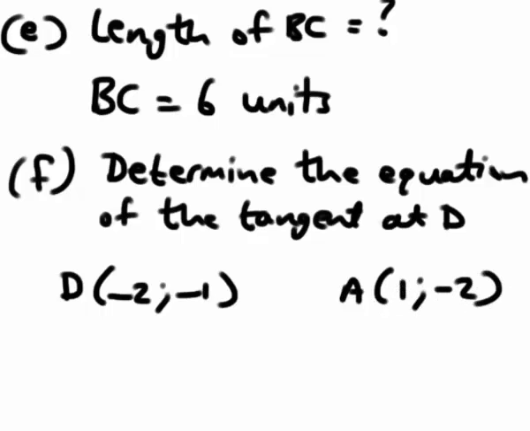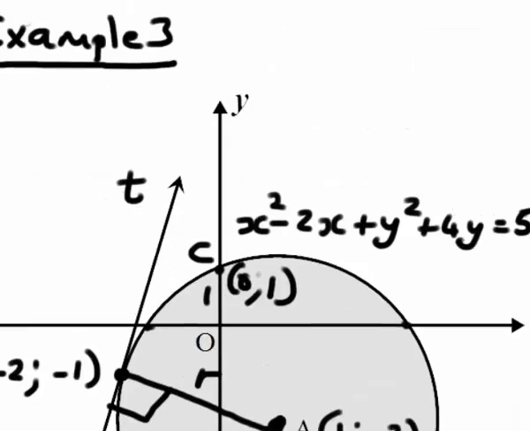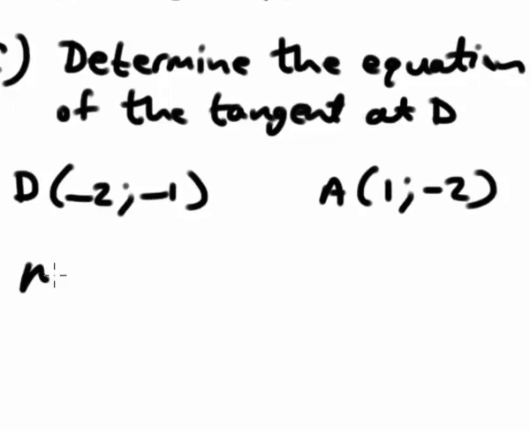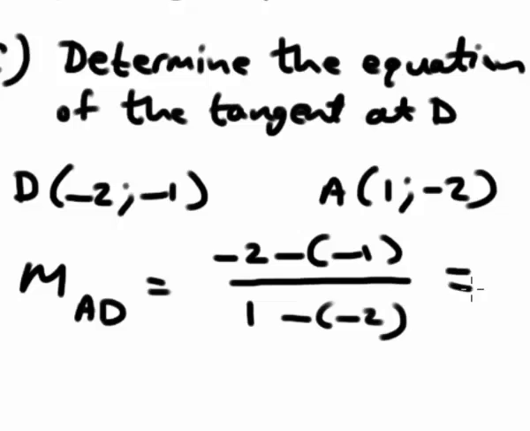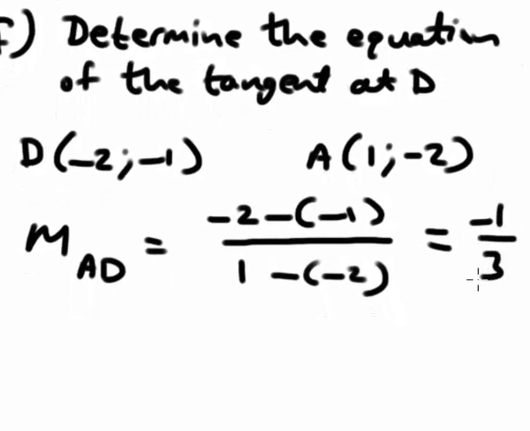Let's just go back and check the diagram quickly. There it is, 1, negative 2 for A, and D is negative 2, negative 1. So we can get the gradient of the radius. The gradient of AD, which is the radius, will be, let's go negative 2 minus negative 1. So we'll go this way, the y of A minus the y of D over the x of A minus the x of D. So what does this come to? Negative 2 plus 1 is negative 1, over 3. So that is going to be the gradient of AD.